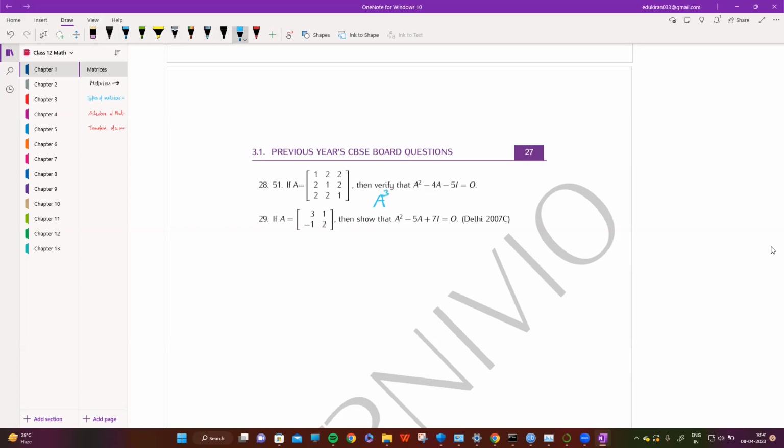So you have to solve this: A cube plus A square plus 9A minus 7A. We have to find out this value. Okay, let's solve this question. And whoever is ready to answer, just raise your hand.